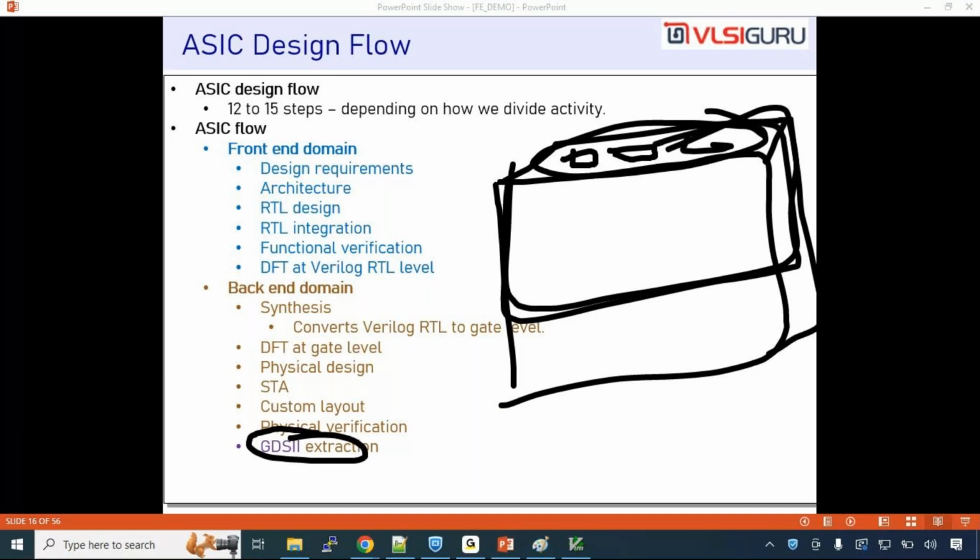Yeah, Salman, please ask. So, sir, are these steps like DFT, gate level, physical design, STA, done before the silicon is made? Yes, all these things are done before the silicon is made.